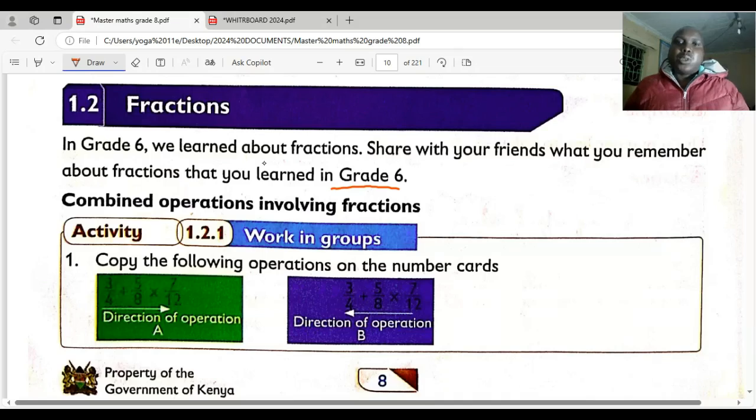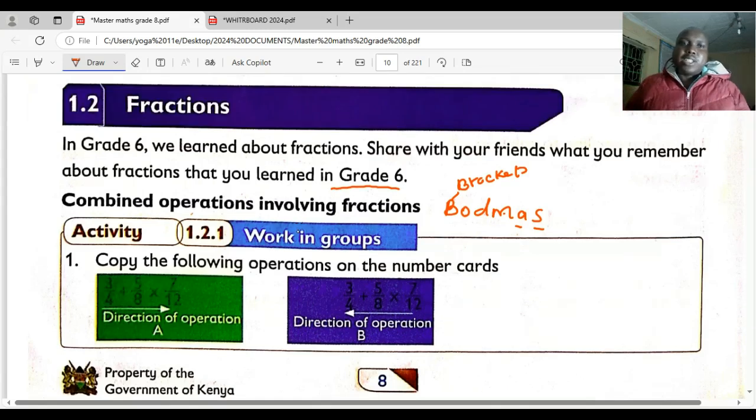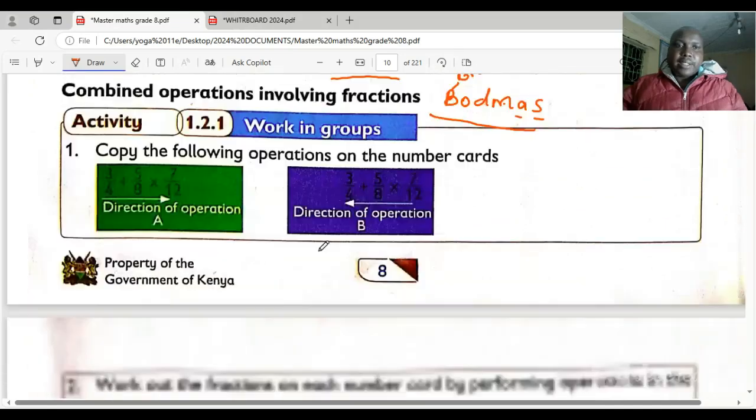Combined operations, this is what we used to call BODMAS, whereby the first one stands for brackets, of, division, multiplication, addition, and subtraction. That's what we call combined operations in fractions. So in fractions, you must ensure you follow this BODMAS so that you can get the correct answer.